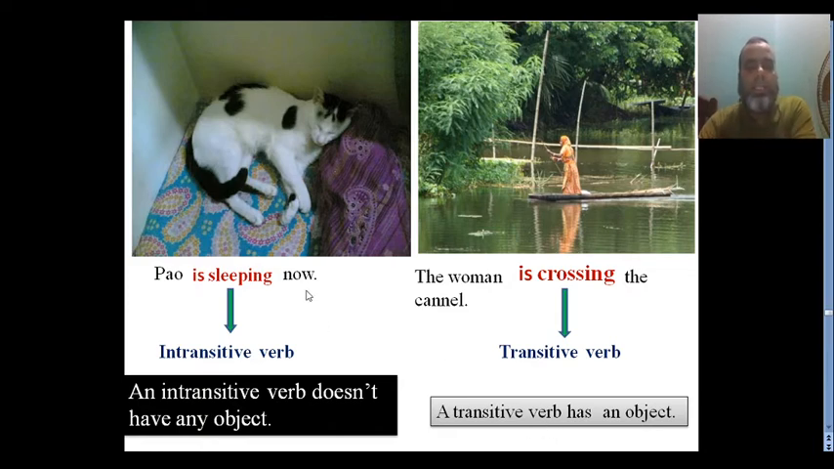We have already discussed six kinds of verbs. First of all, principal, auxiliary, then finite, non-finite or infinitive. Then we have just discussed transitive and intransitive.